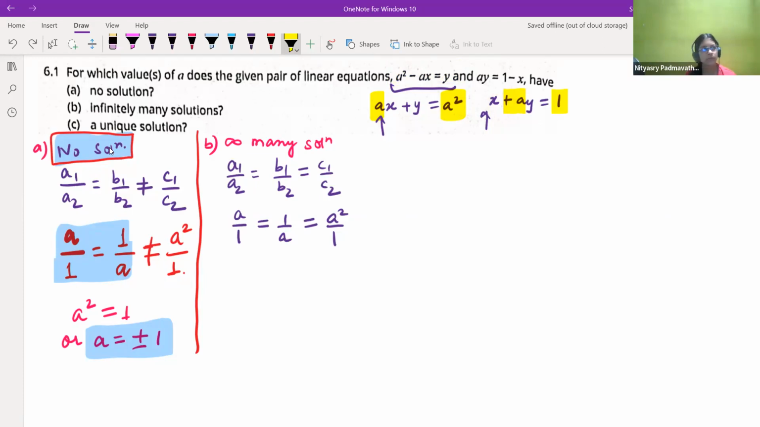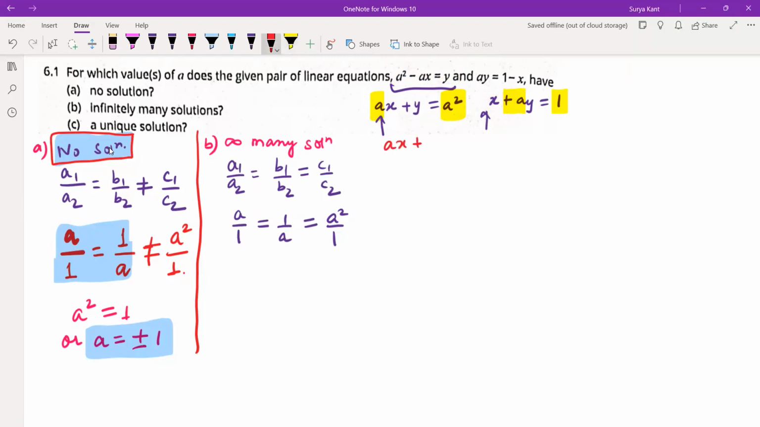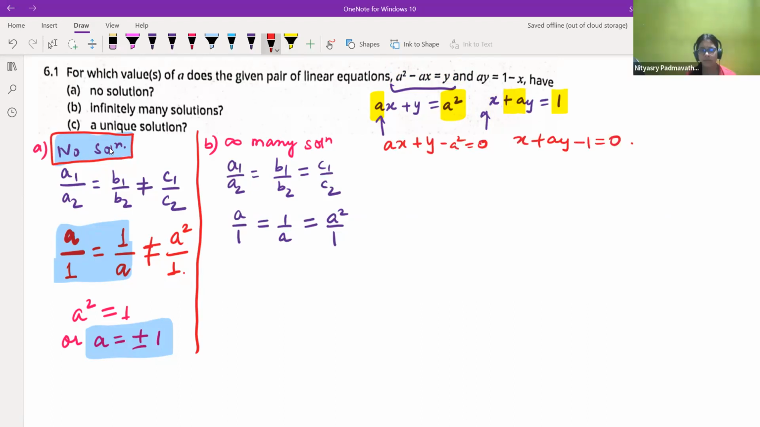So you can do either, not a problem. Ultimately, either the constant term C should be on the right side in both equations, or in both equations C should be on the left hand side. Then the answer will come the same.